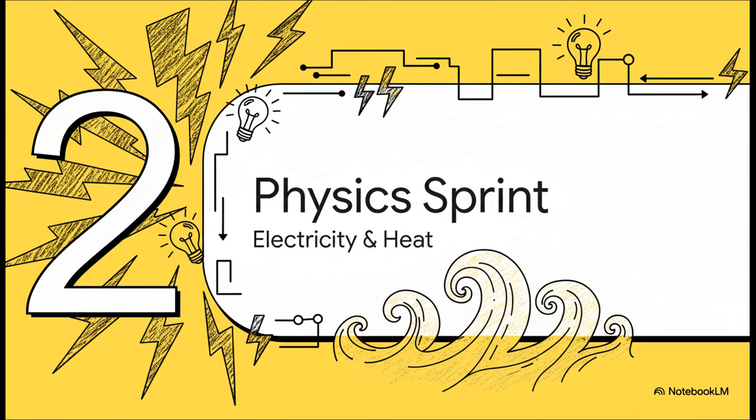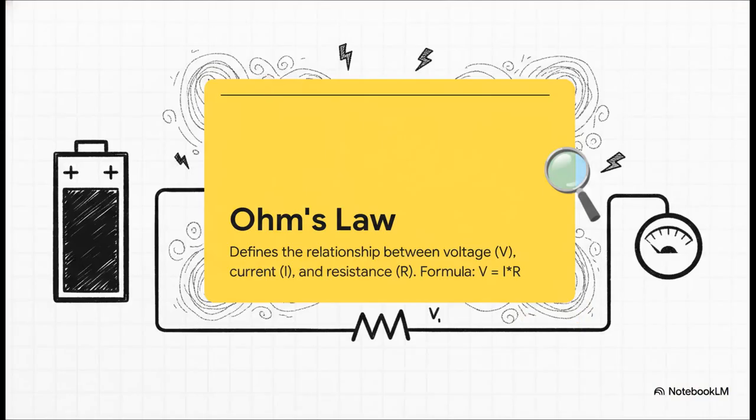Okay, let's keep the pace up. Moving on to our next physics sprint. We are tackling two absolute powerhouse topics, electricity and heat. Next up, Ohm's law. You cannot solve circuit problems without this. It is the absolute foundation. And the formula is simple but so powerful. Voltage equals current times resistance. V equals I times R. You have to know this, no excuses.